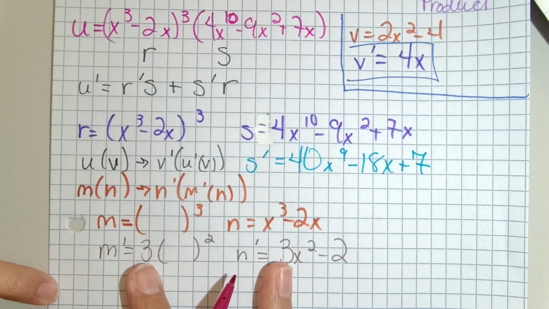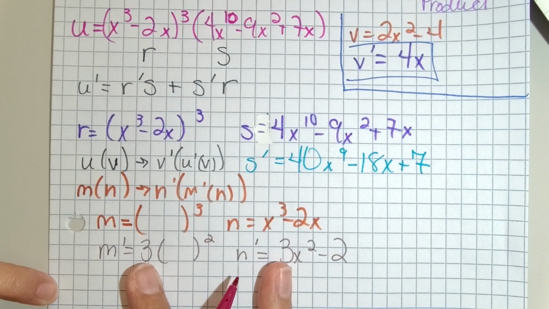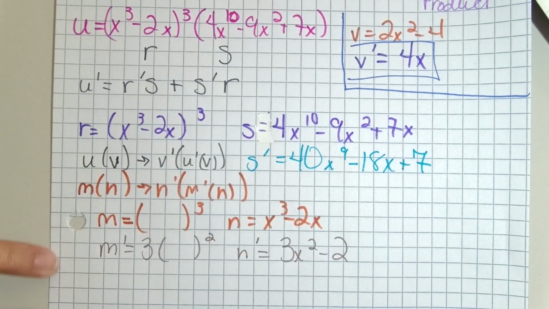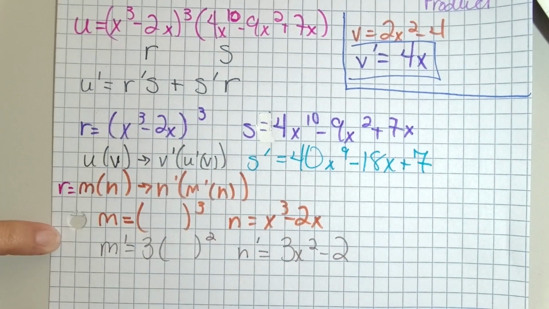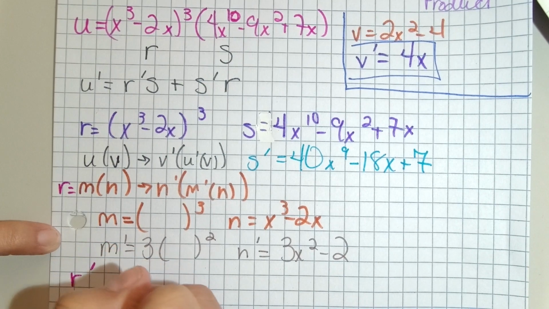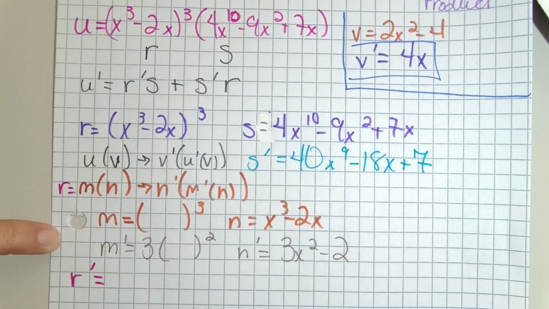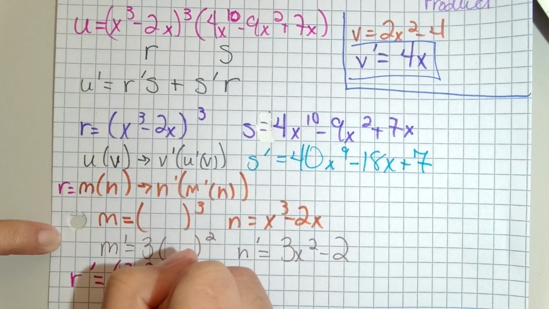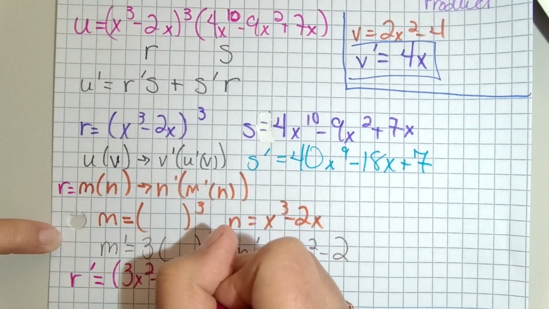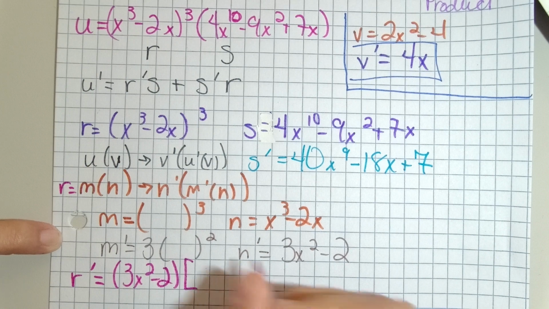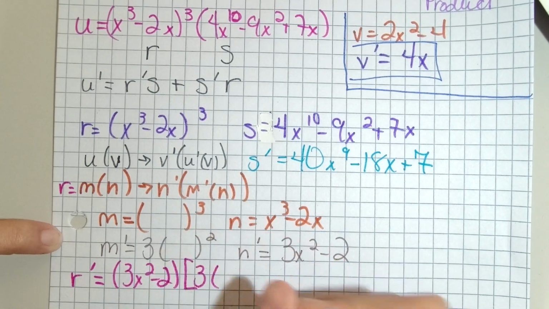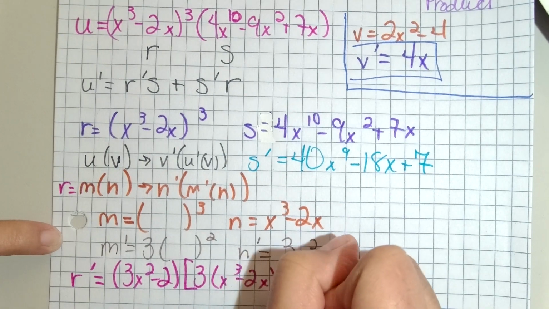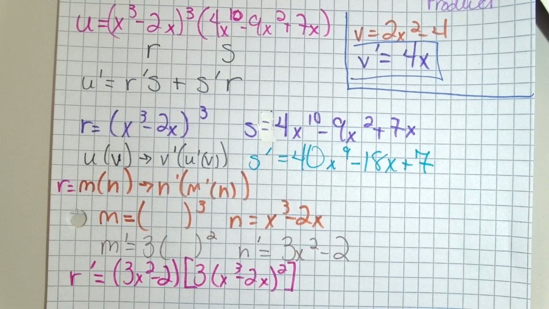So now that I have my derivative of M and N, I'm going to put it together to get my R prime. So R prime is 3x squared minus 2 times the quantity of 3 times the quantity, x cubed minus 2x, all squared. So that's R prime.